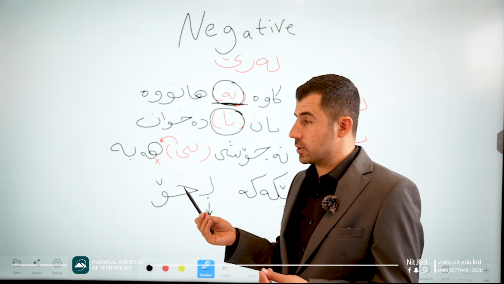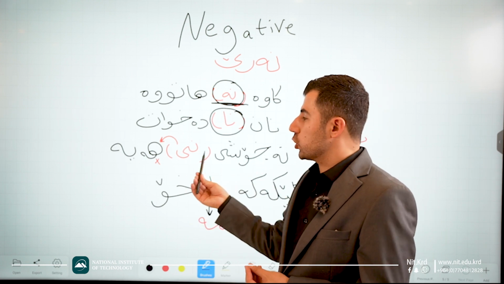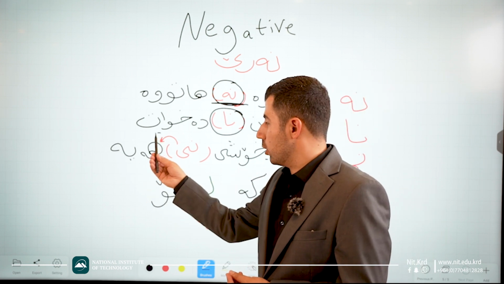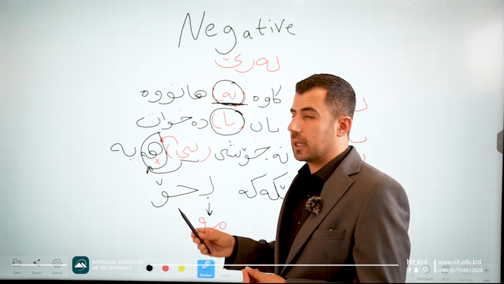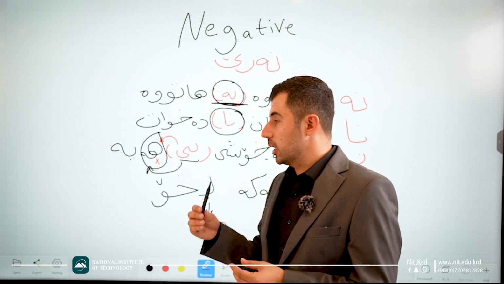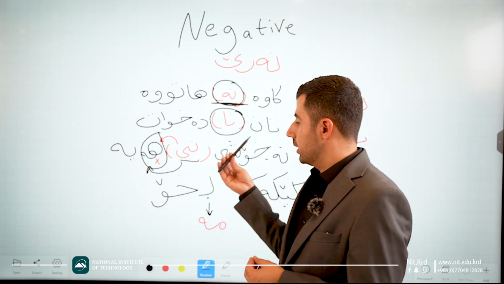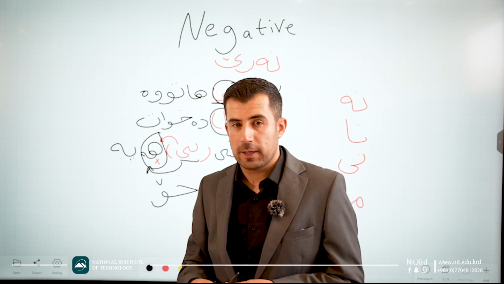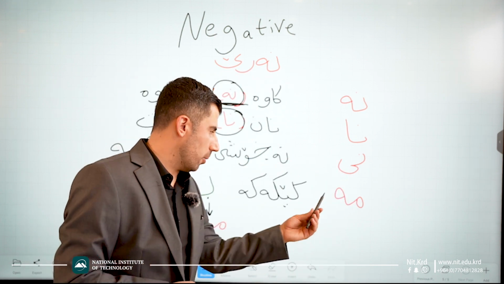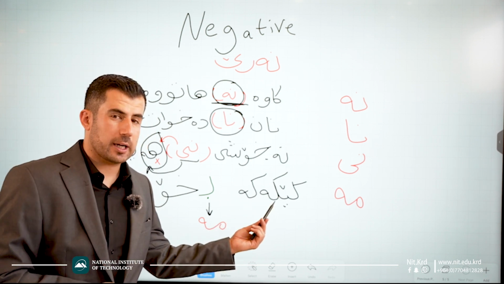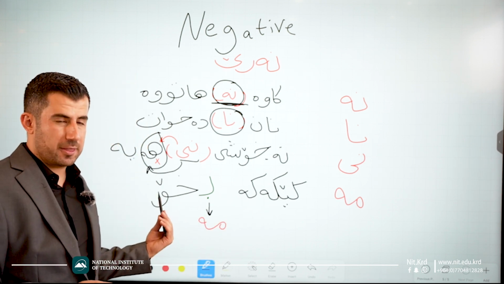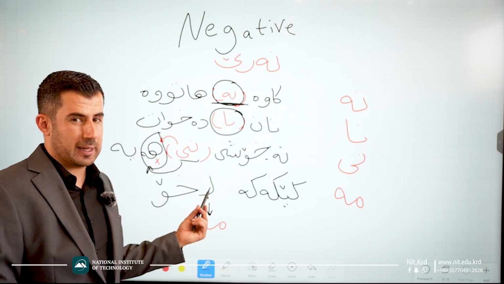Someone got disease. Okay? Nakhoshi niya. Instead of this ha, we just change to ni. It becomes the negative of the sentence. Nakhoshi haya, nakhoshi niya. For doing command sentence, and we want to make it negative, for example, kekaka bkho, that is command for doing it.